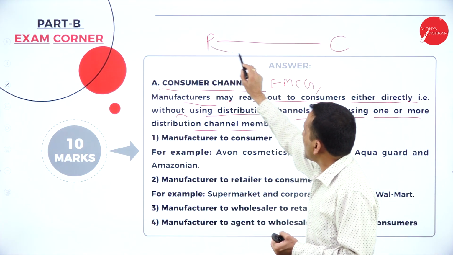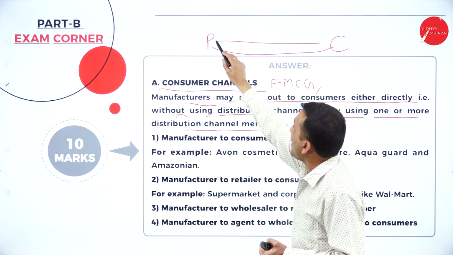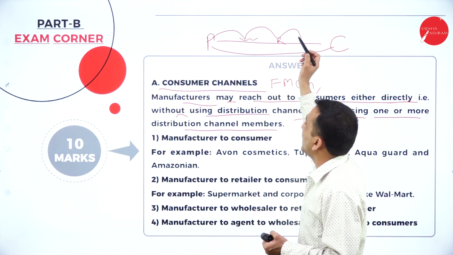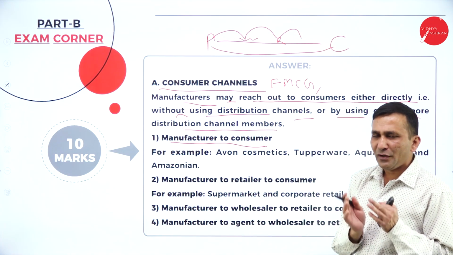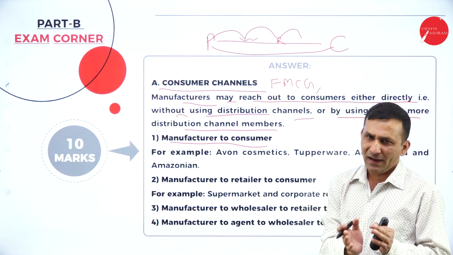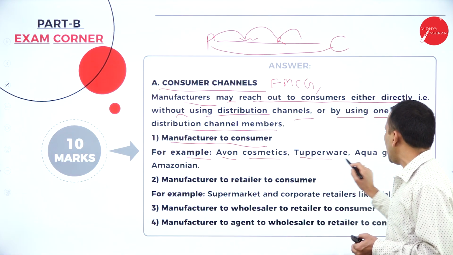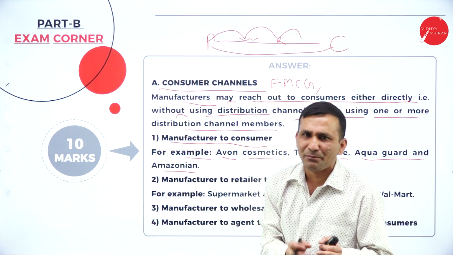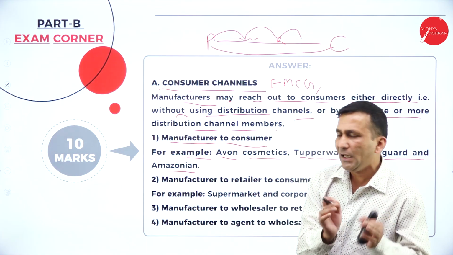Now either the producer can directly sell to the end consumer, or with the help of a middleman, wholesaler, retailer, like this you can go ahead. So, manufacturers to consumer without any middleman. For example, Avon Cosmetics, Tupperware, Aquaguard, and Amazon. These are the examples. They directly focus on the end consumer without selecting a middleman.